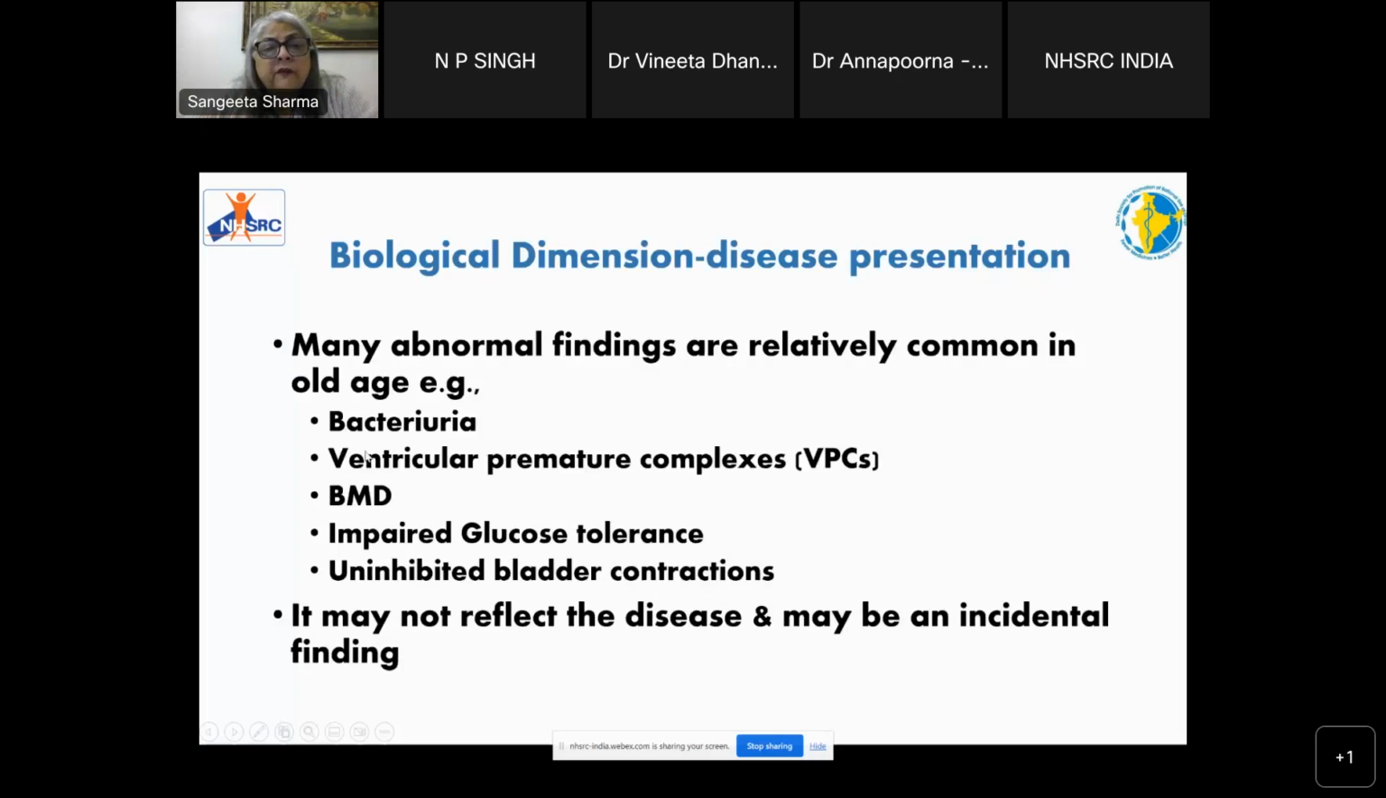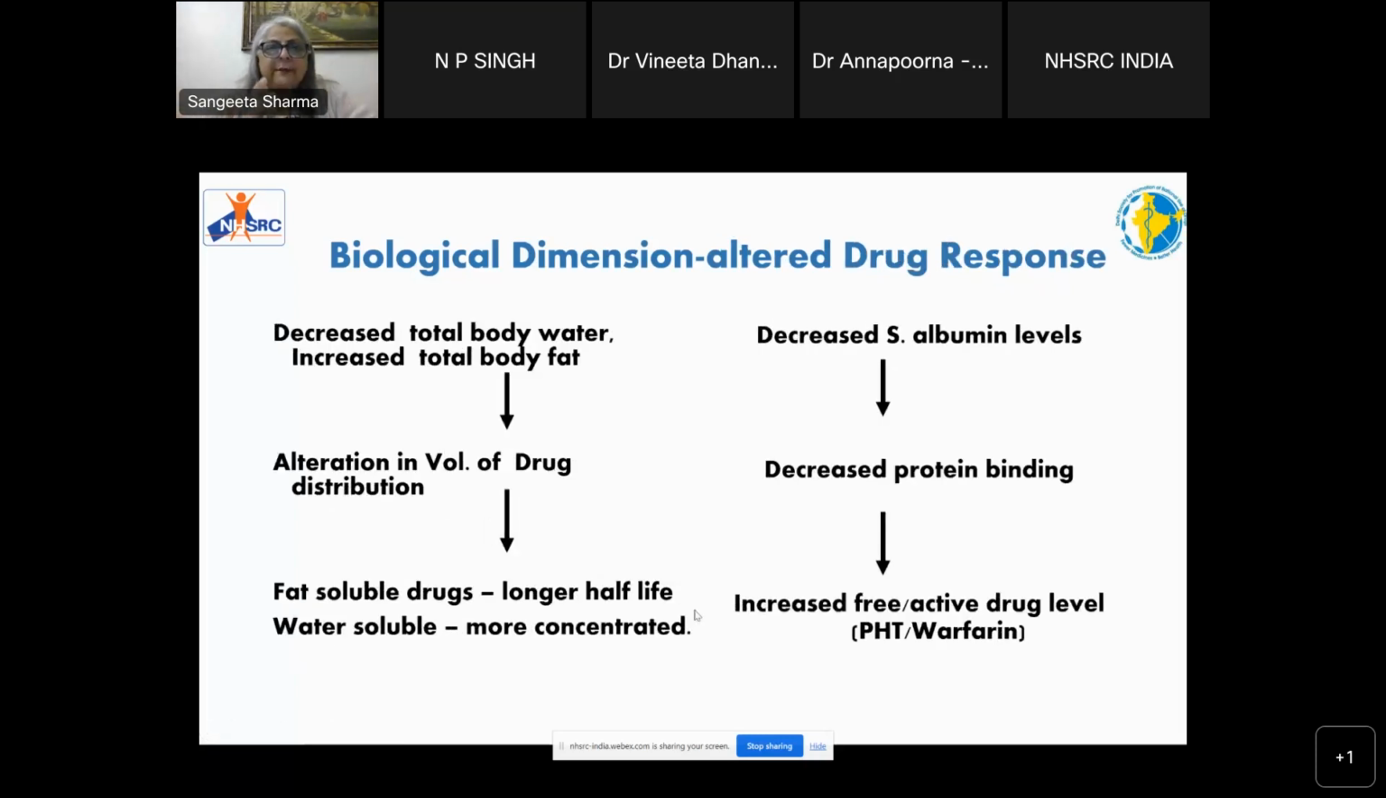Now, some of the abnormal findings are common in the elderly. You may find premature complexes, bone marrow density is poor, impaired glucose tolerance would be seen, uninhibited bladder. These may be an incidental finding, and may not reflect the disease. So don't go on treating everything that you find in the elderly. You need to strike a balance.